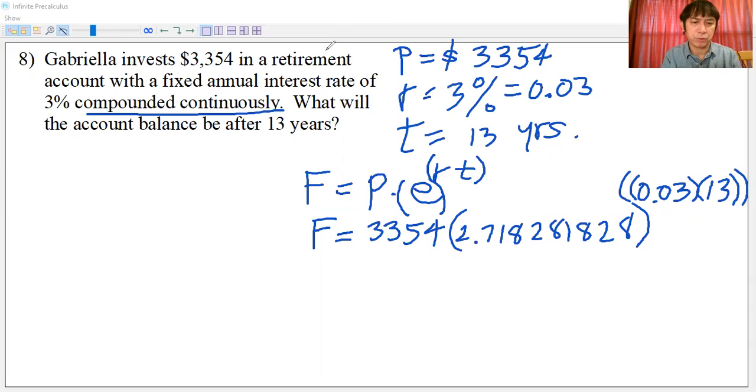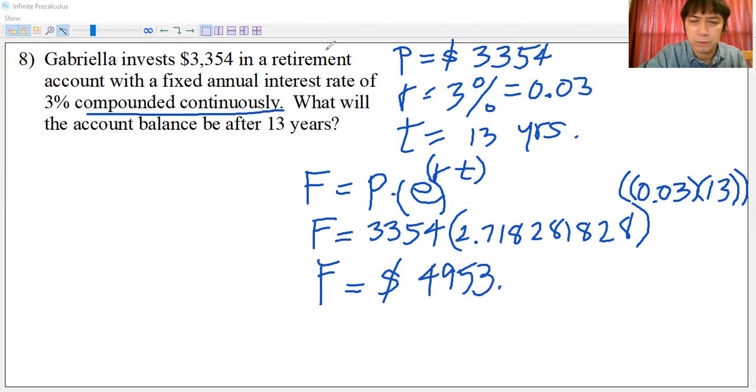All right, let's compute first. Let's compute 3354 times E raised to the power product of 0.03 and 13 years. That will be about $4,953 and 79 cents. So that will be 4953.793583. I'll write everything and then round it.